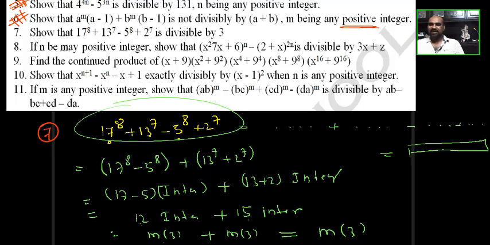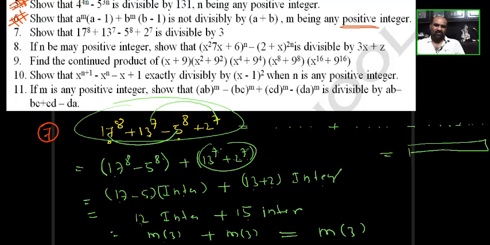So what I did, Nana, here I grouped these two. After that these two. So this is in the form of a power n minus b power n. N is even or odd, it is divisible by a minus b only. So 17 minus 5 into some integer. This is in the form of a power m plus b power m. M is an odd number, divisible by a plus b. The theorem is already explained. Okay, that's why I can say 13 plus 2 into some integer.